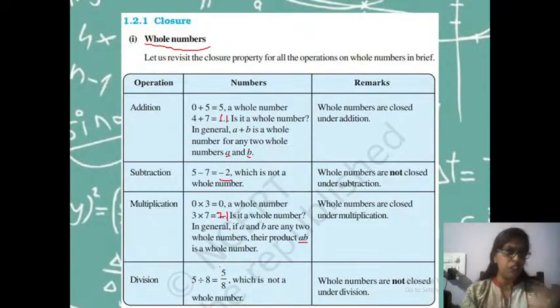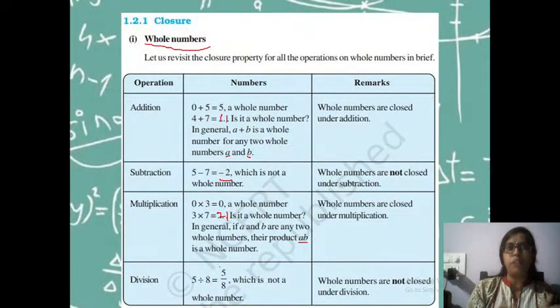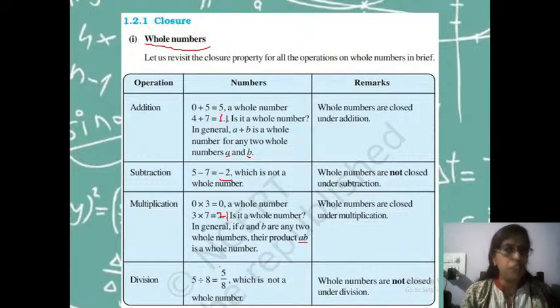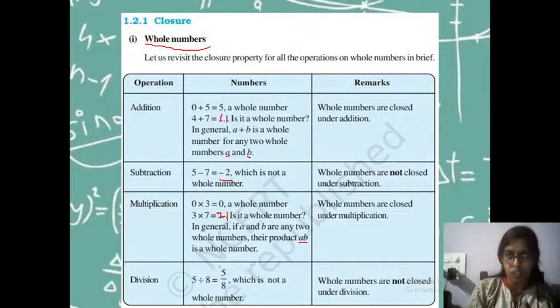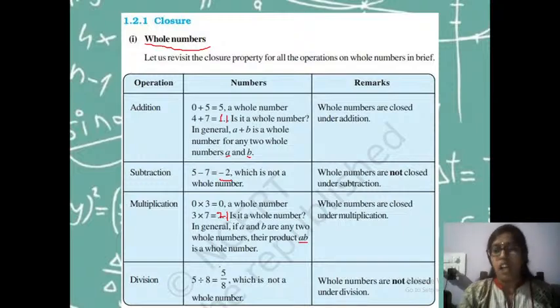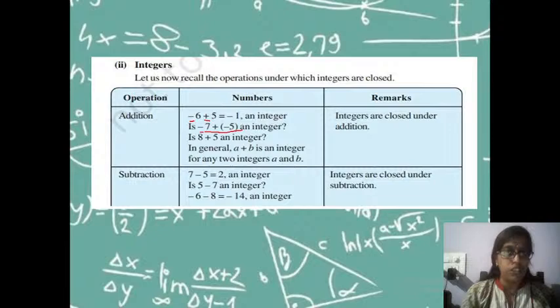And now coming to the closure property. Closure property in whole numbers, as I told you: addition and multiplication will be closed. Whole numbers are closed under addition and multiplication operations. For subtraction and division, it will not be closed. For addition, a plus b equals c, it will be a known number. Clear? Yes.